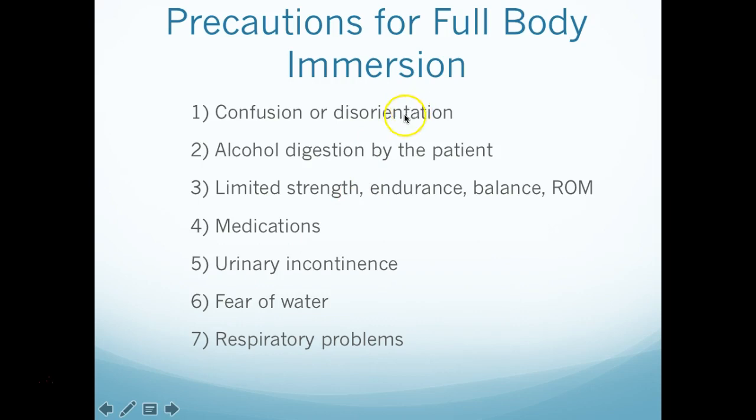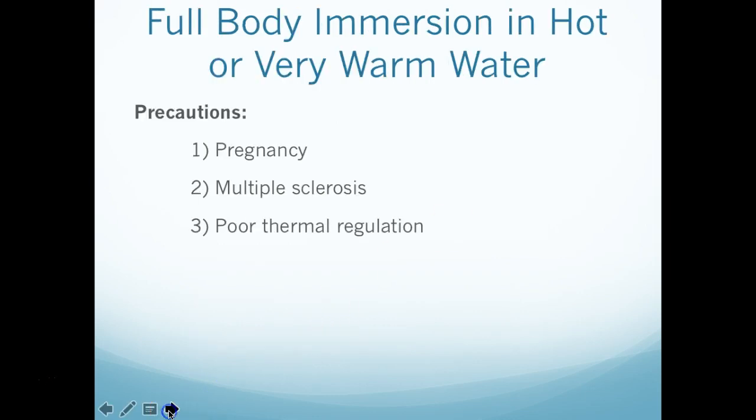Other precautions we talk about: confusion, alcohol, digestion, limited strength, endurance, and balance, medications, incontinence, fear of water, and respiratory problems. Okay? Precautions for that very hot or very warm water, obviously pregnancy, multiple sclerosis, and poor thermal regulation. With multiple sclerosis, the cold really does help with their spasticity, so you kind of want to be cautious of that.